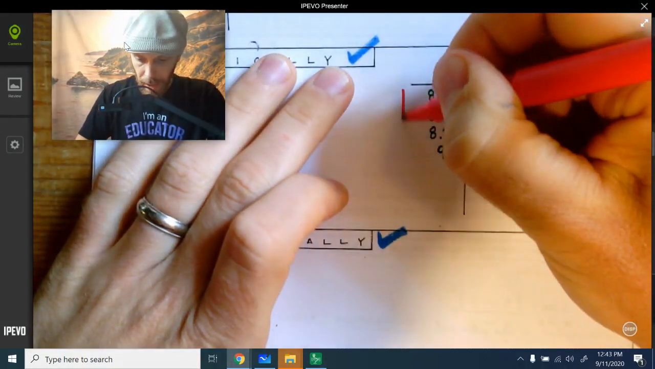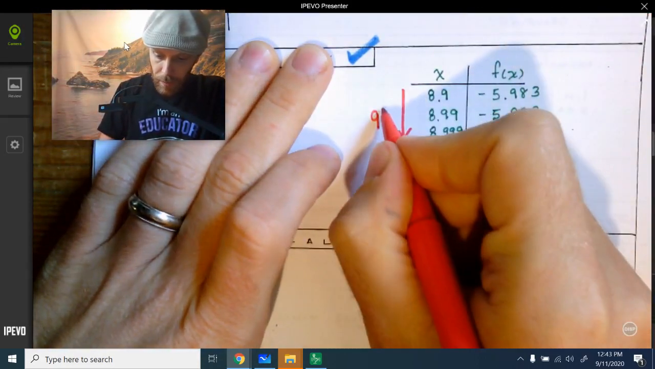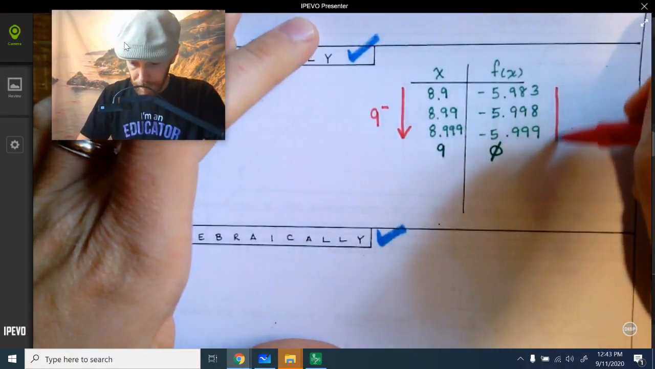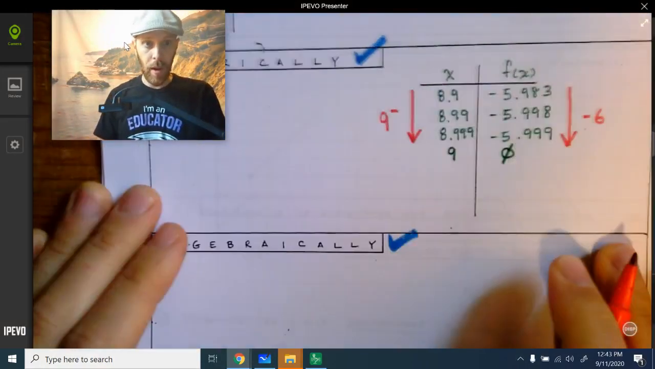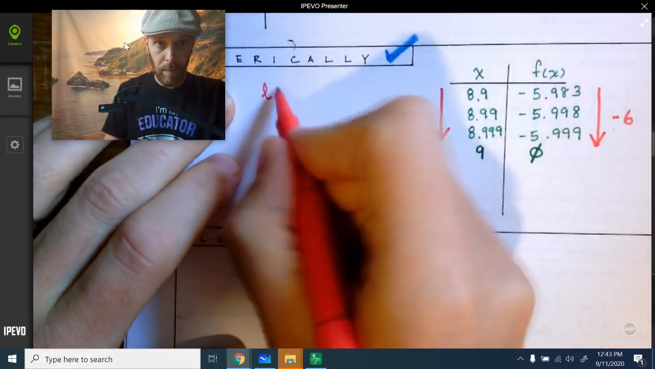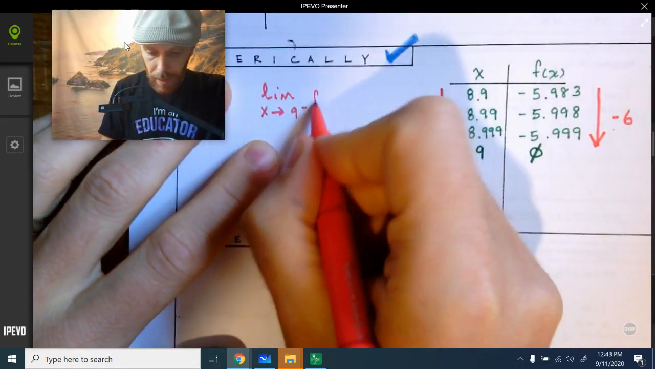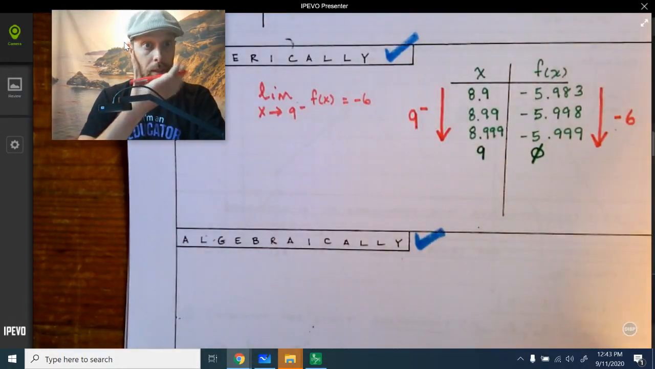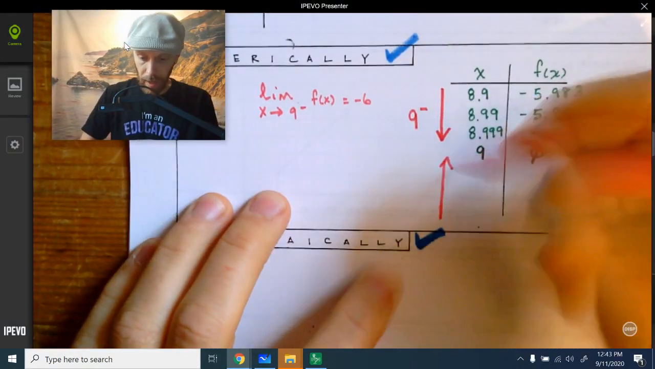Well, we can say that as we're approaching 9 from the left side, because these are only values that are smaller, the y value appears to be approaching negative 6. Or in other words, the limit as x approaches 9 from the left of our function is negative 6. Now that does not mean the limit exists, right? Because we also have to look at what's happening from the right side.